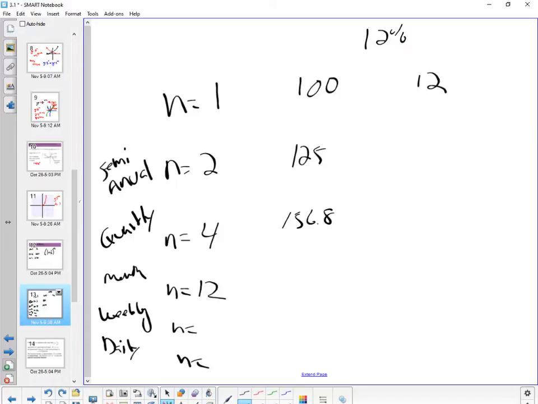So here's what we're saying. Remember when we did n times 1, we only ended up paying $112 at the end, right? Then we said, what if we did it twice? Now I paid $25 more in interest. If I did it 4 times a year, I ended up paying $56.80 more in interest. And if we did it 12 times, it would probably be closer to $200.